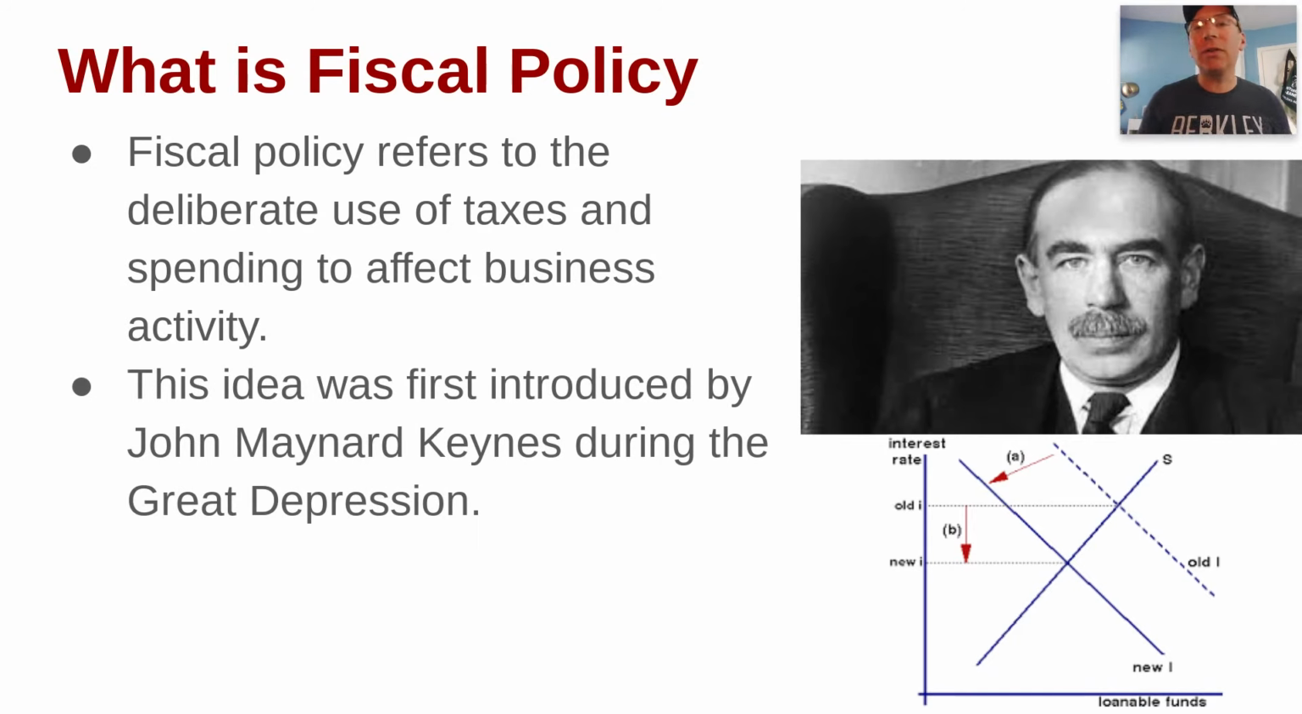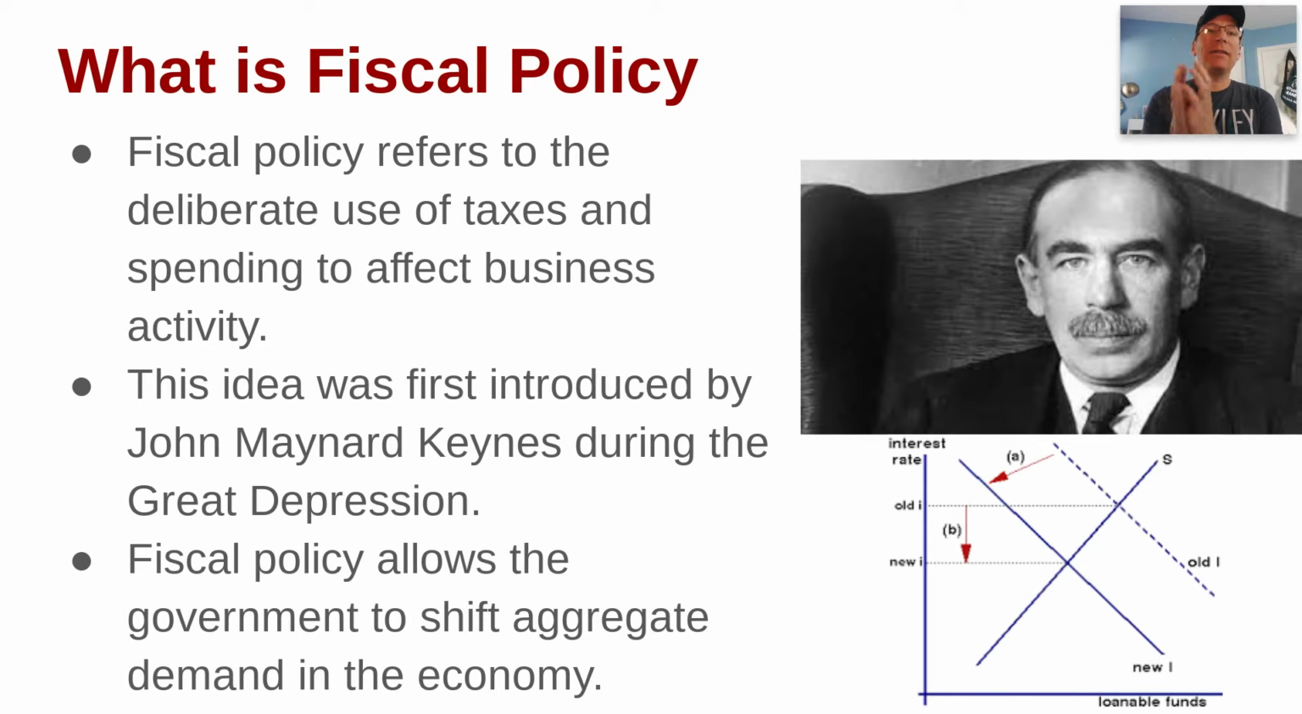Now, this idea was first introduced by this handsome fellow over here, John Maynard Keynes, during the Great Depression. And what Keynes said is that fiscal policy could be used to shift aggregate demand in an economy. So let's look at this example over here. We have our old aggregate demand here and our new one here. We're going to be moving demand to the left, that is contractionary policy. This is going to have the effect of decreasing prices and also of slowing the economy down. You would do this sort of thing if you were worried about inflation.